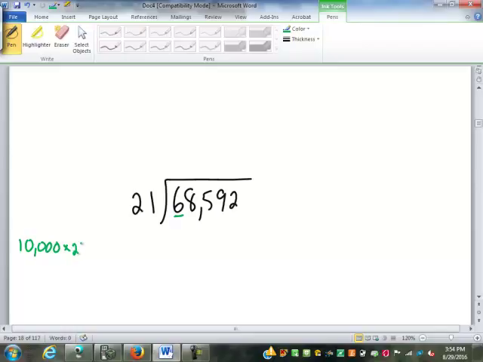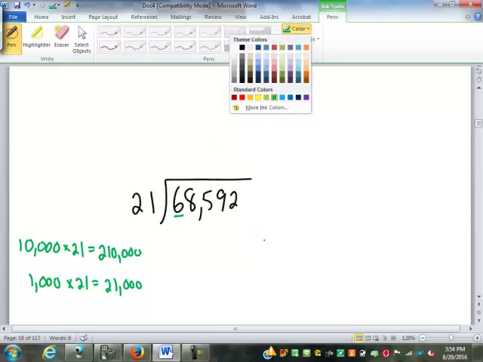So 10,000 times 21 is 210,000. Can I subtract that, or is it too big? It's too big. So what that's telling me is I cannot subtract a bundle of 10,000 21s. So what's my next step down? 1,000 would be my next place value. So 1,000 times 21 is 21,000. Can I subtract that?